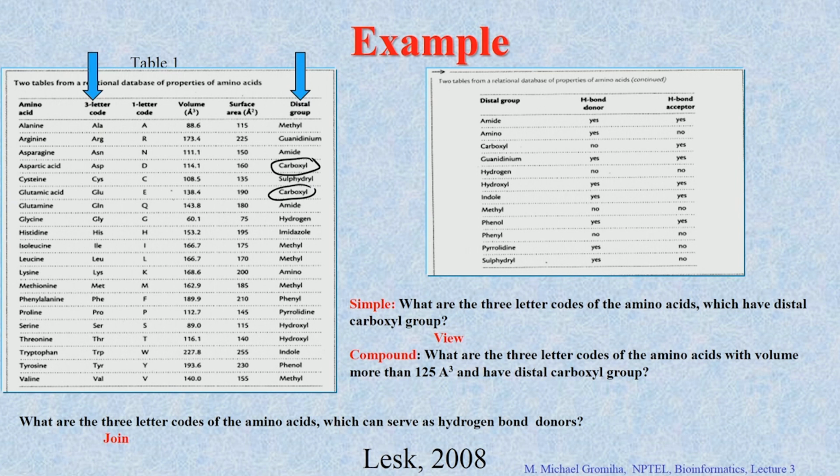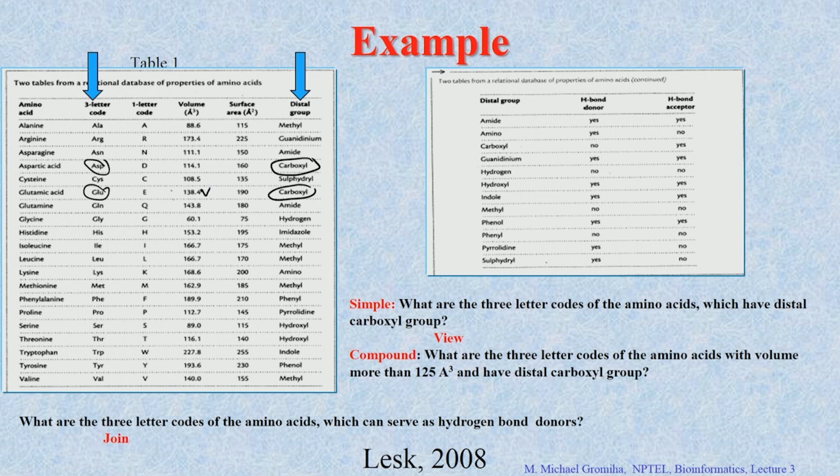Now, the question is, what are the 3-letter codes of those amino acids? Where do we have to look? The 3-letter code, second column. So, this is aspartic acid and glutamic acid, that is fine. Now the second question is a compound question. What are the 3-letter codes of amino acids with volume more than 125 angstrom cube, and they have a distal carboxyl group? So, what is the answer? The volume should be more than 125. So which is the answer? This one, this is more than 125, fine.